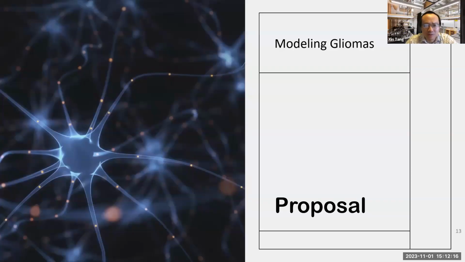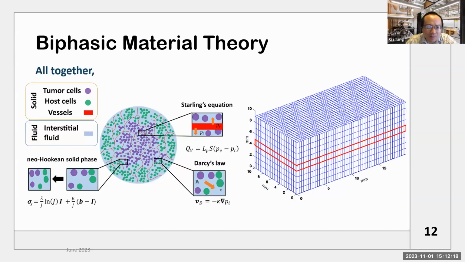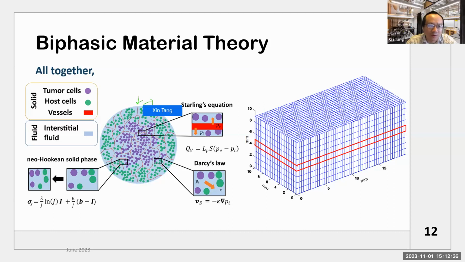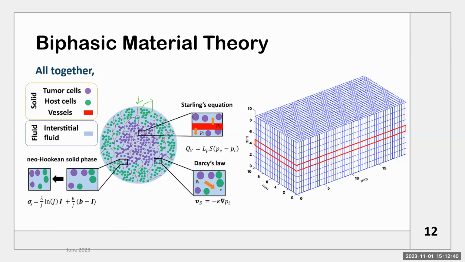Okay, so now my proposal. Those dots are the cells. But when you model it, you assume between the cells there are no gaps, right? No space. The only gap is the interstitial fluid from those blood vessels, right? So what we assume is a biphasic mixture. At every single point, there is both a solid and fluid phase. Very good.